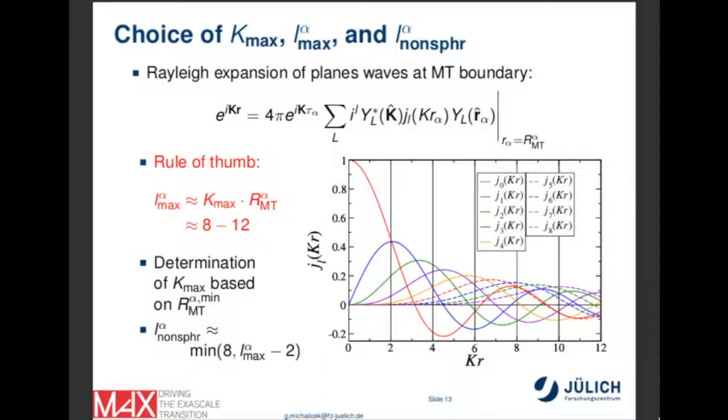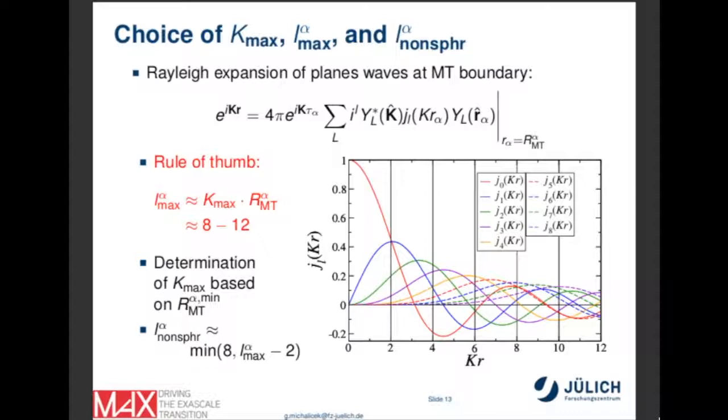But actually we can go a little bit further, and there's a rule of thumb of how much you need. Typically you need an L max of 8 to 12, and this should be about k max times r muffin-tin. So actually this equation is used to calculate this Kmax. I'll give you a guide of how to choose the Kmax. So let us have a look at what this means. I go to a little bit smaller values like 4.